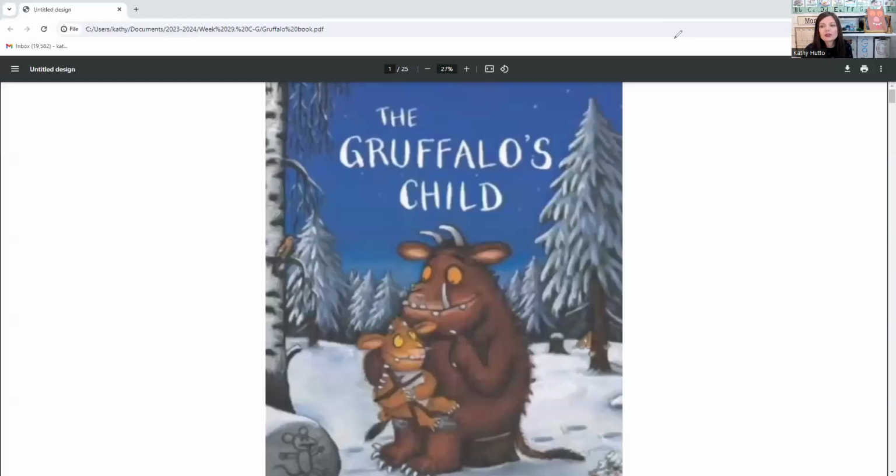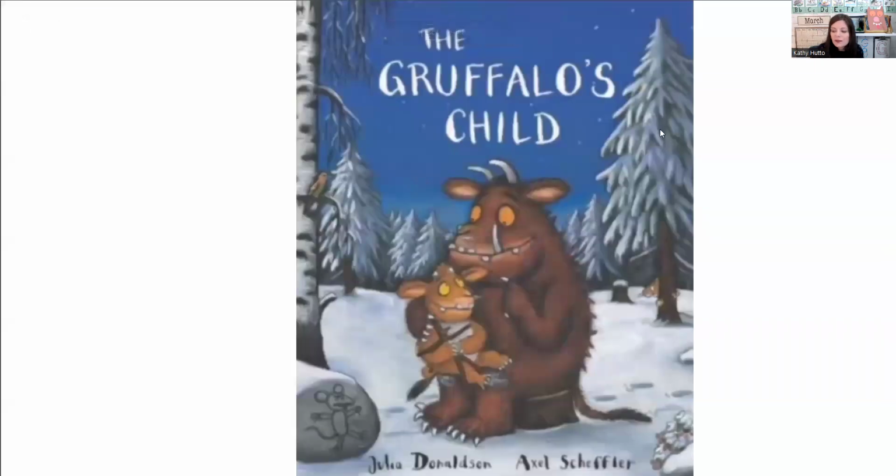And now for story time. We're going to read a book. It's called The Gruffalo's Child. Now, this is a fiction book. It's make-believe. That means it's not true. This is a made-up character. There are no real Gruffalos, but it's fun to read about imaginary things sometimes. This book was written by Julia Donaldson. The pictures were drawn by Axel Scheffler.